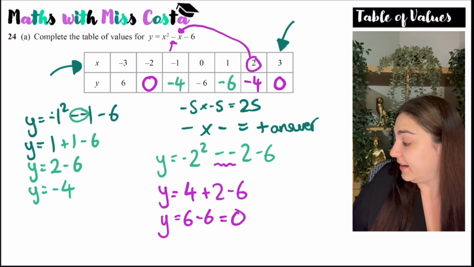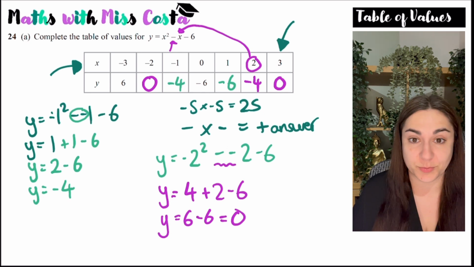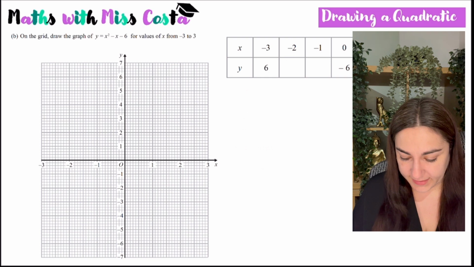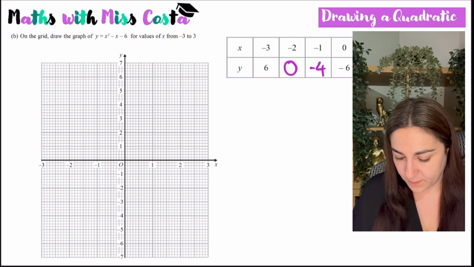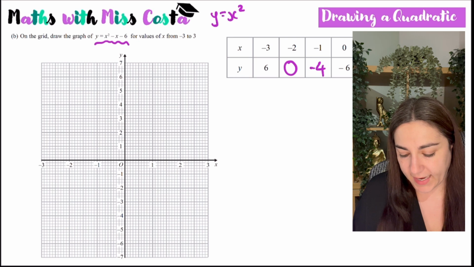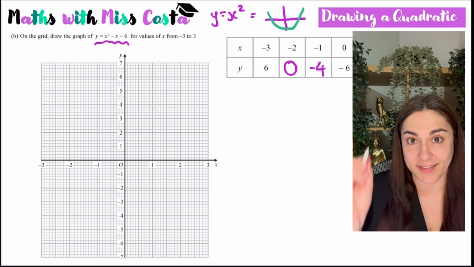The best thing, you can use a calculator, but if you're not confident with what it should be, just break the algebra down and substitute your value into it. And then, so I've got 0, negative 4, minus 6, minus 4 and 0. Then you plot it. Now, if you see a y equals x squared something, that means it's a quadratic. So your graph is going to look like this. It's going to be curved.